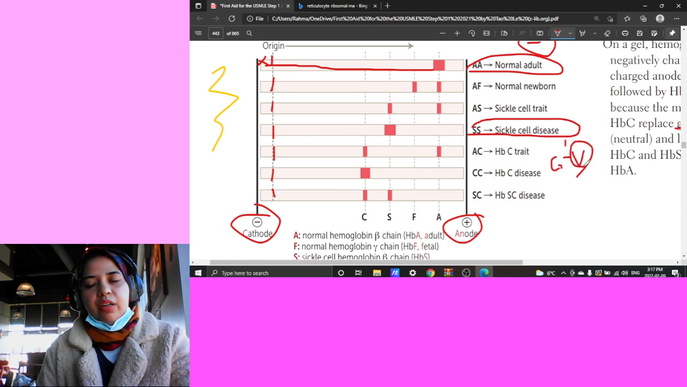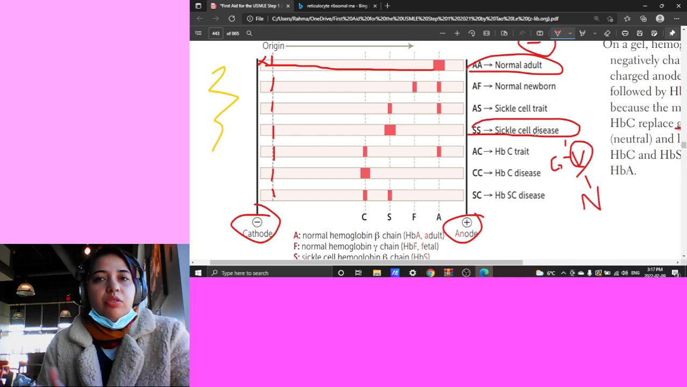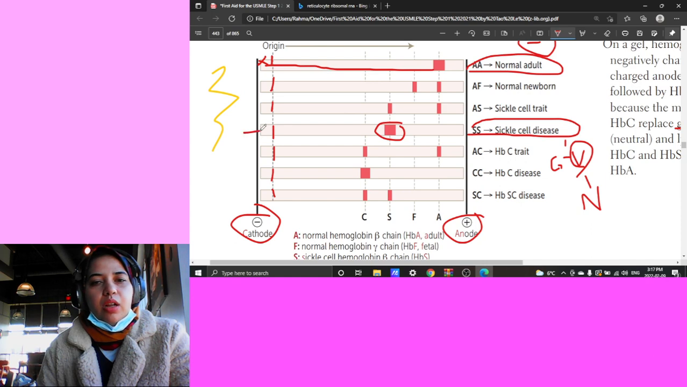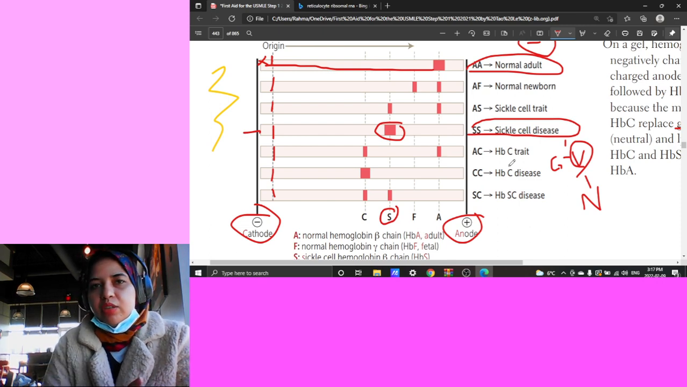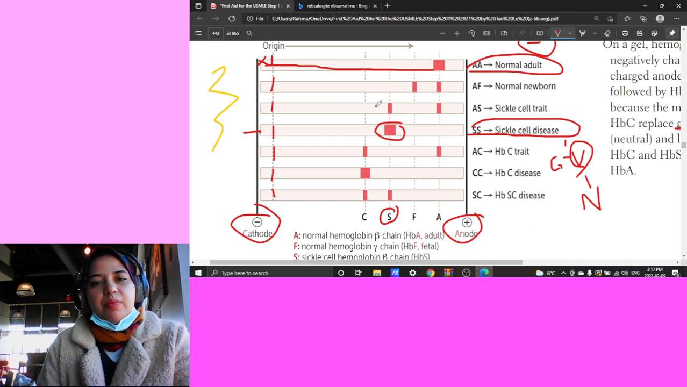Valiant, which is very neutral. It's very neutral, right? This guy's right in the middle. So if I run a current through this gel, it's going to end up somewhere around the middle. It's not going to be attracted too much to the positive, and not too much to the negative. It's neutral, so it's going to be somewhere around the middle.